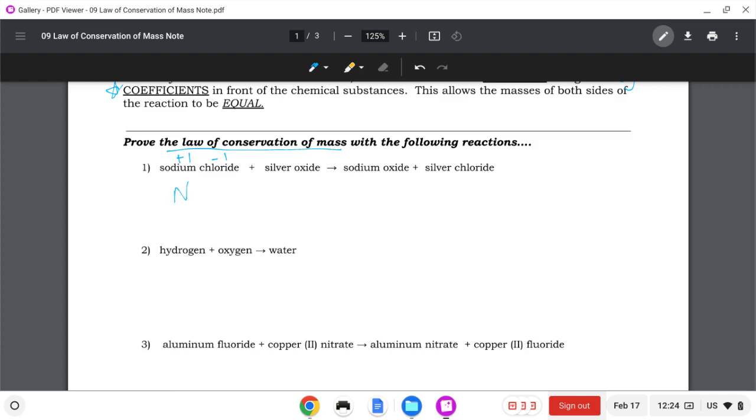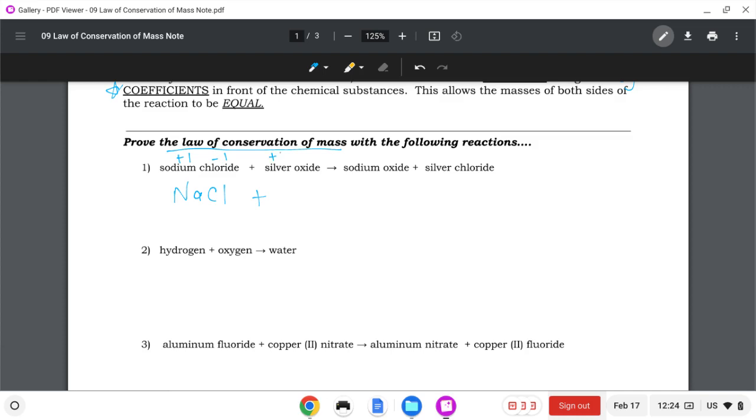And then I do the crisscross rule and I bring those charges down, which when they're ones, we don't see them. Then I have silver oxide. So silver is a metal, oxygen is a non-metal. So that means I need their ion charges so I can do the crisscross rule.